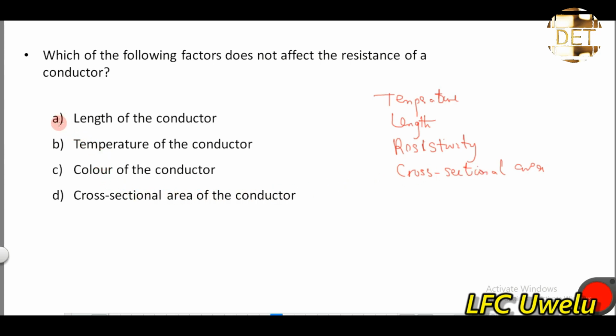So option A, I have length of the conductor, it's a factor. Temperature of the conductor, it's a factor. Color of the conductor. So color of the conductor is not a factor that affects the resistance of the conductor. So this is our correct answer. The question says it is a factor that does not affect the resistance of a conductor.